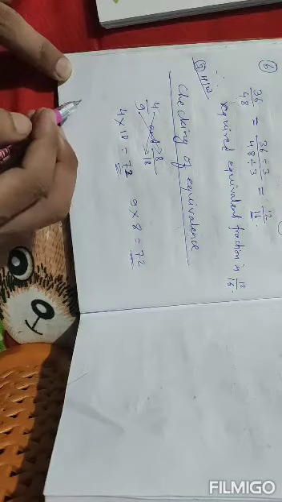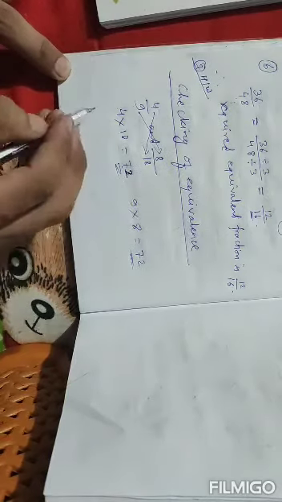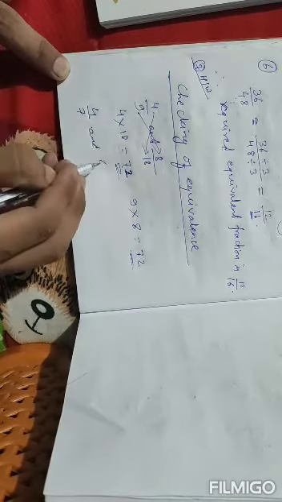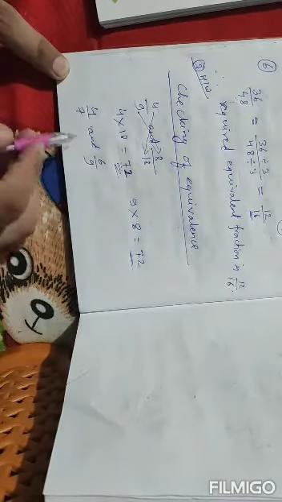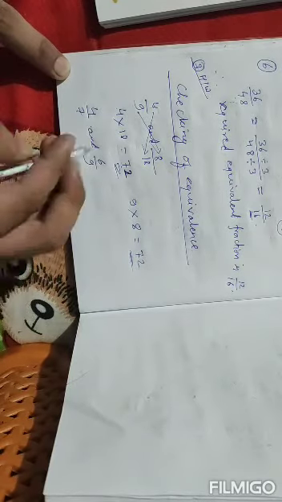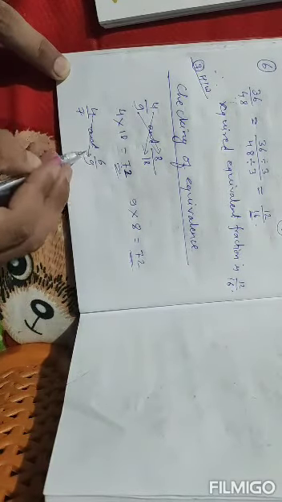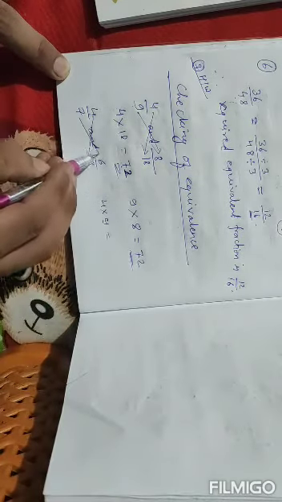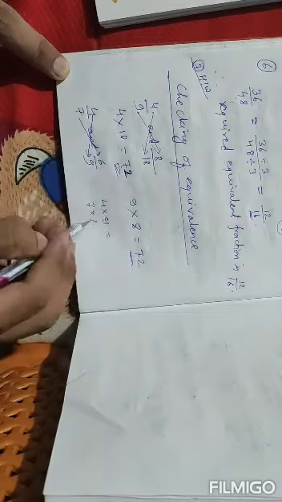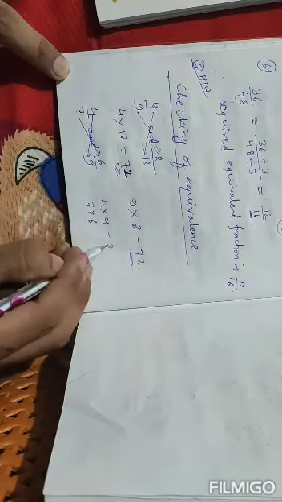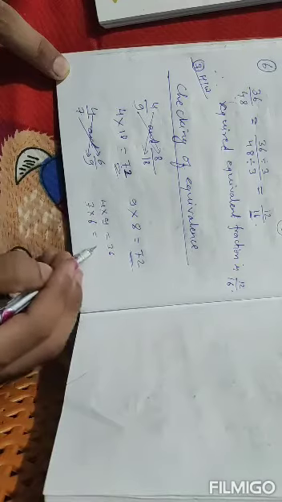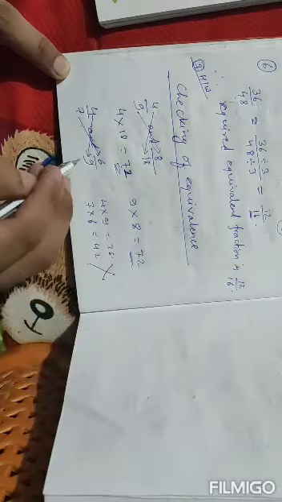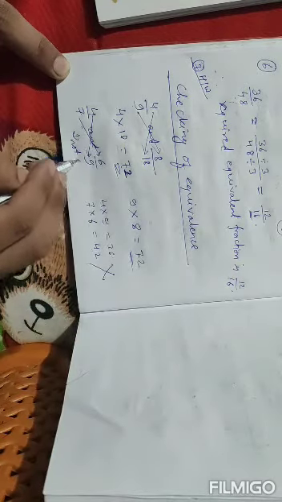Let us do one more example first. Suppose you are given 4 by 7 and 6 by 9, and you have to check whether these two are equivalent or not. Then you multiply the numerator of the first with the denominator of the second, that is 4 into 9, and the denominator of the first into the numerator of the second. 4 9s are 36 and 7 6s are 42. See, are they equal? No. So these two are not equivalent fractions.